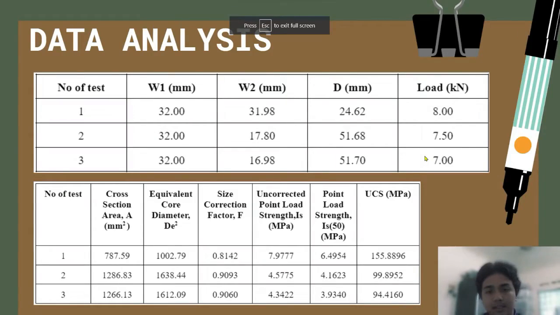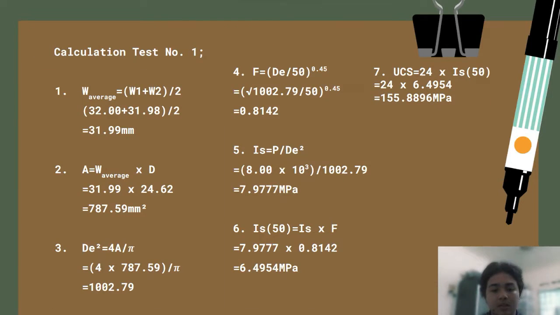For the data analysis, we use three samples. From the experiment, we get the data W1, W2, D, and load. From that data, we calculate the cross-section area A, equivalent core diameter DE squared, size correction factor F, uncorrected point load strength IS, point load strength IS50, and lastly we calculate UCS. For the calculation, we use test number 1 as the sample.